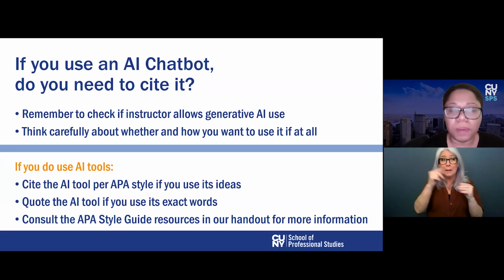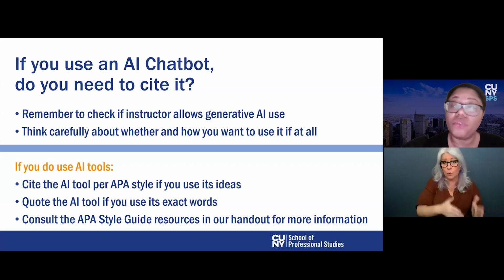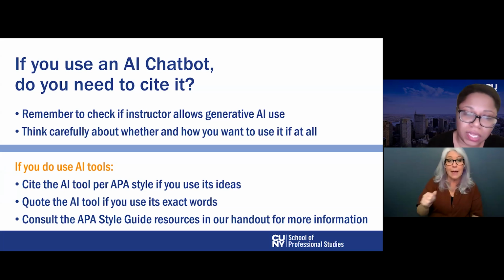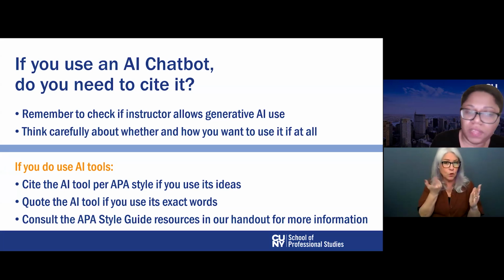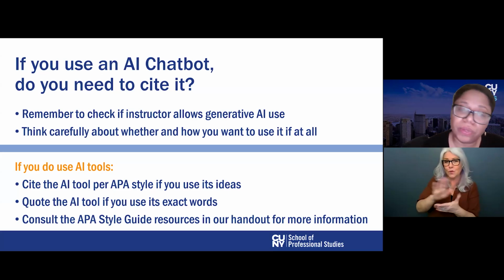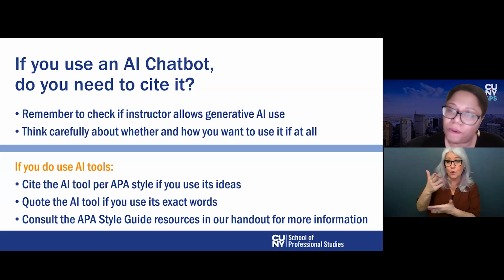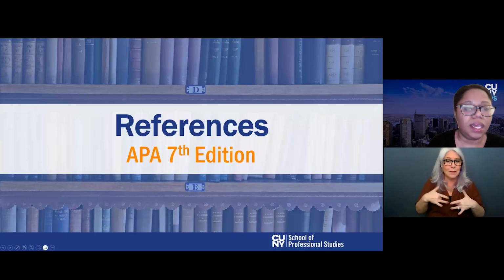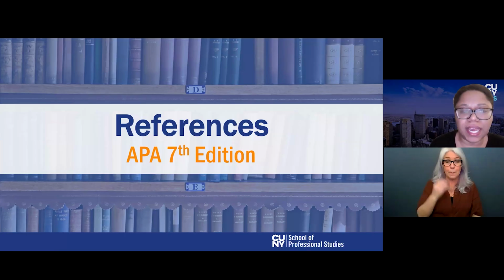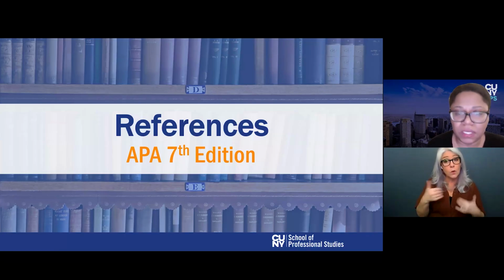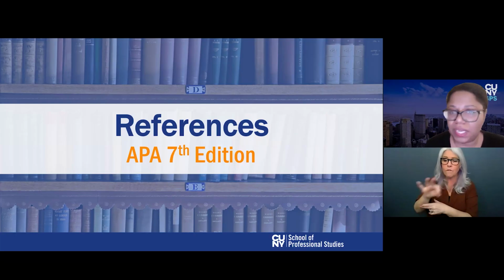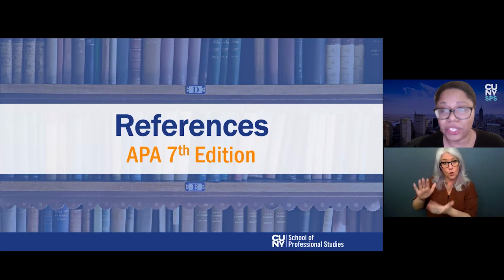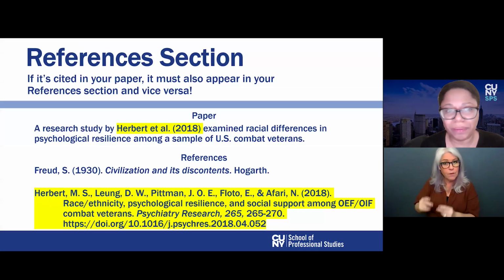The APA style blog has a lot to say about whether or not you should use AI in your writing. And we've included their three-part series of posts in the handout that we'll provide you after this event. In addition to having in-text citations, APA format also requires you have a references section at the end of your paper. So again, I'm going to move quickly, but we'll make sure we give you this as a handout.